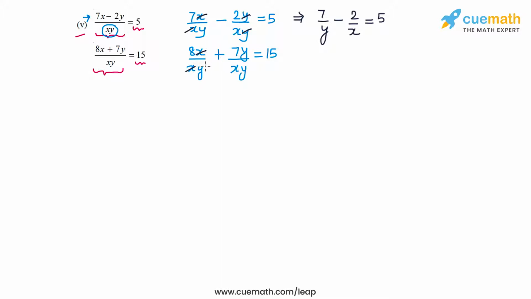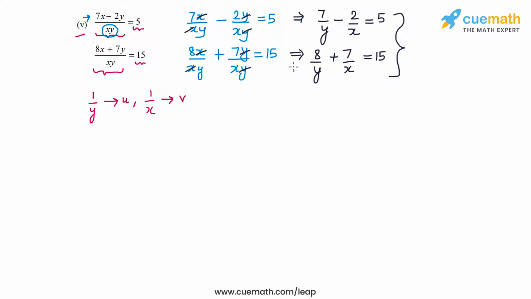In the first term, these x terms cancel and we get 8 by y, and then in the second term the y terms cancel and we get 7 by x equal to 15. Okay, so now we have this pair of equations, but these equations are still not linear equations. So what do we do now? Well, if we now do the substitution 1 by y equal to u and 1 by x equal to v, both these equations will reduce to a pair of linear equations in u and v.